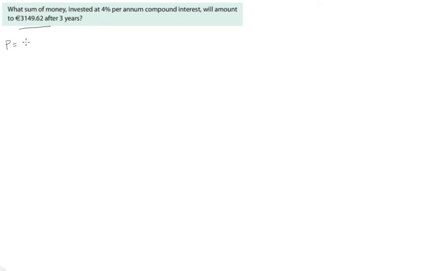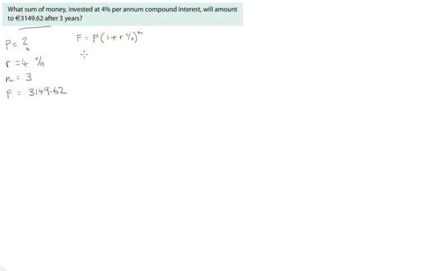Okay, principal, that's the thing we don't know. What sum of money is invested? So that's the principal. What principal is invested? We know the rate is 4%, it says it there. And then we know the number of years, and the number of years is 3. And we know the final amount. The final amount is 3149.62. Now, our formula, as usual, is F is equal to P, and then 1 plus the R percentage to the power of n.